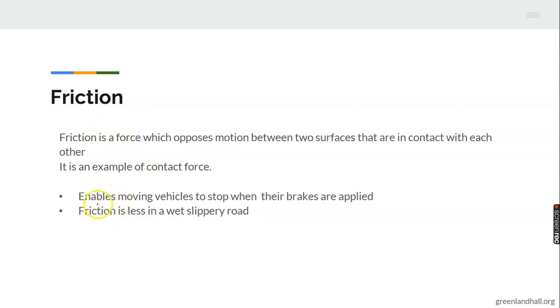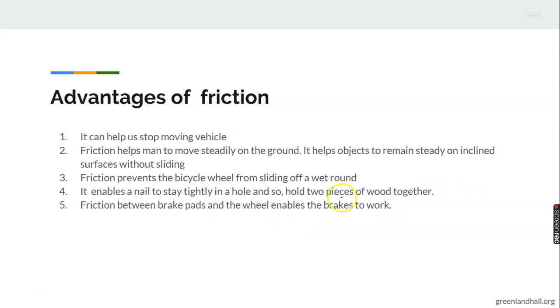Okay, so friction enables moving vehicles to stop when their brakes are applied. Friction is less on a wet, slippery road. Okay, it's not as high when there's sun. So these are the advantages of friction. It can help us stop a moving vehicle. When you apply the brake, the brake pad will hook the wheel, which will make the tire stand still. So that's the friction between the floor, the road, and the tire that is acting that way. So friction helps the moving vehicle to stop.